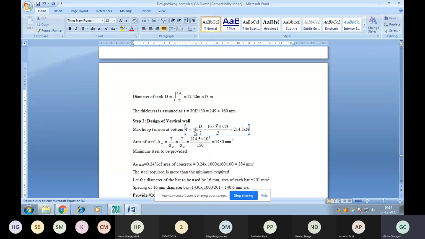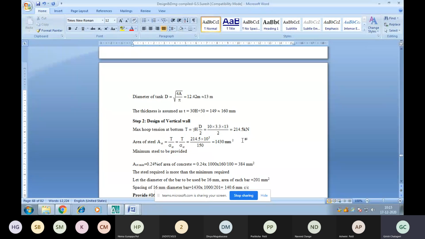Rho is nothing but the density of water, H is the height of water stored inside the tank, and D is the diameter of the tank. So substituting these values: density of water is 10, height of water is 3.3 meters, and the diameter is 13, divided by 2, that is the radius we are going to calculate here. So rho H R is equal to the tension at the bottom of the tank, which we get as 214.5 kilonewtons.